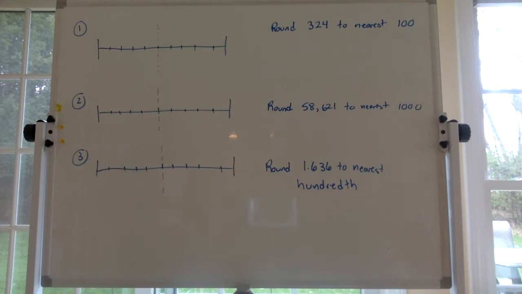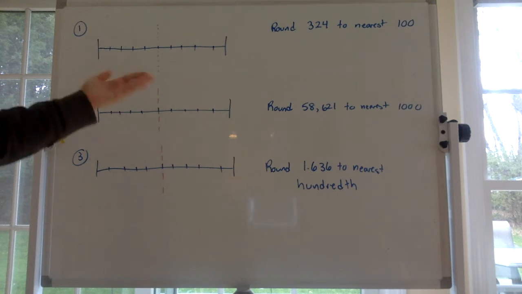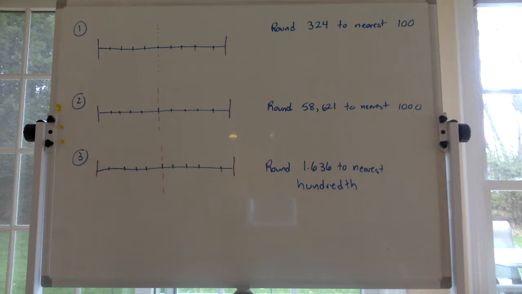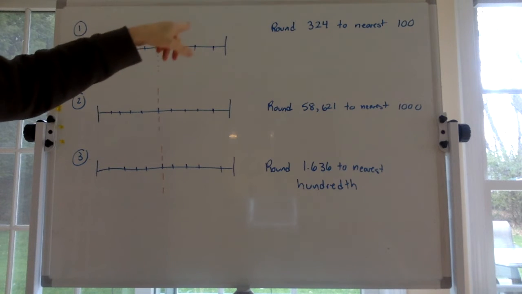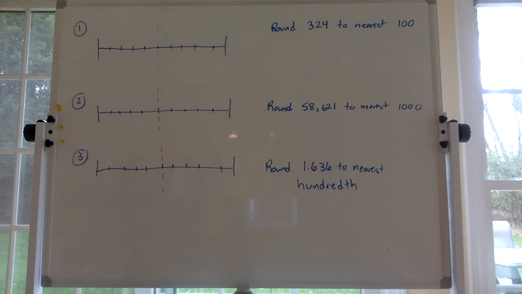Hi everybody, in this video I'm going to show you how I want you to use number lines in order to round numbers. Now I'm sure you can round these numbers that I have listed, but I want you to show it visually with a number line. Okay, so number 1 says round 324 to the nearest hundred.